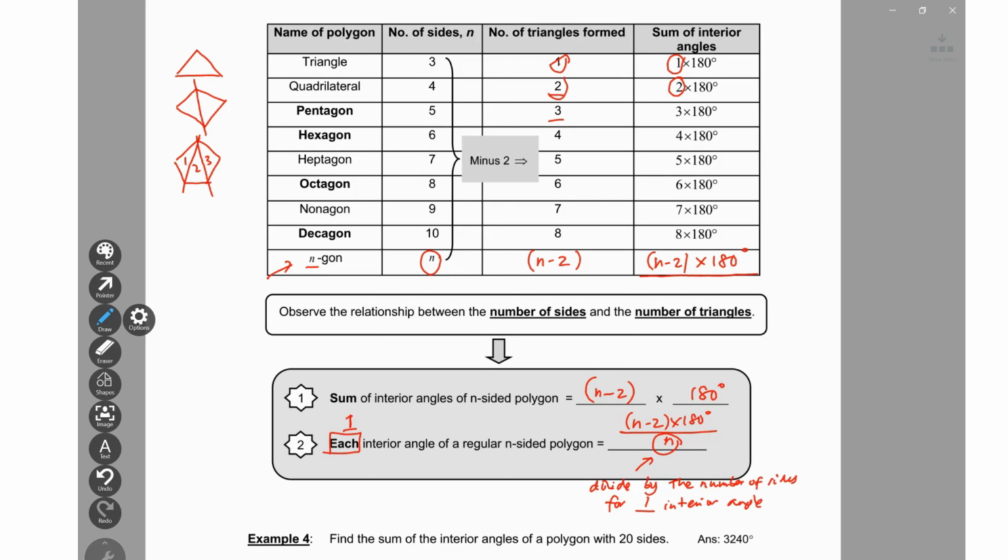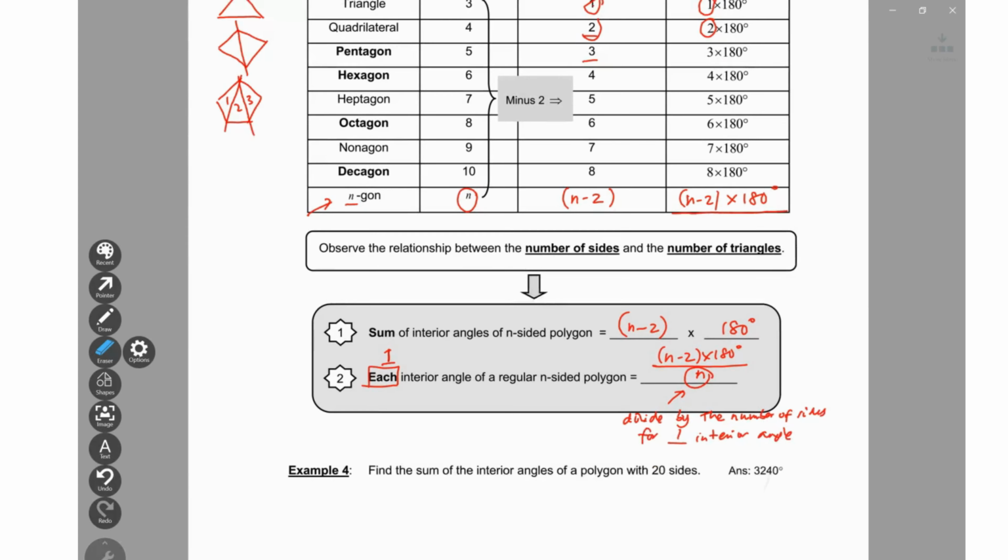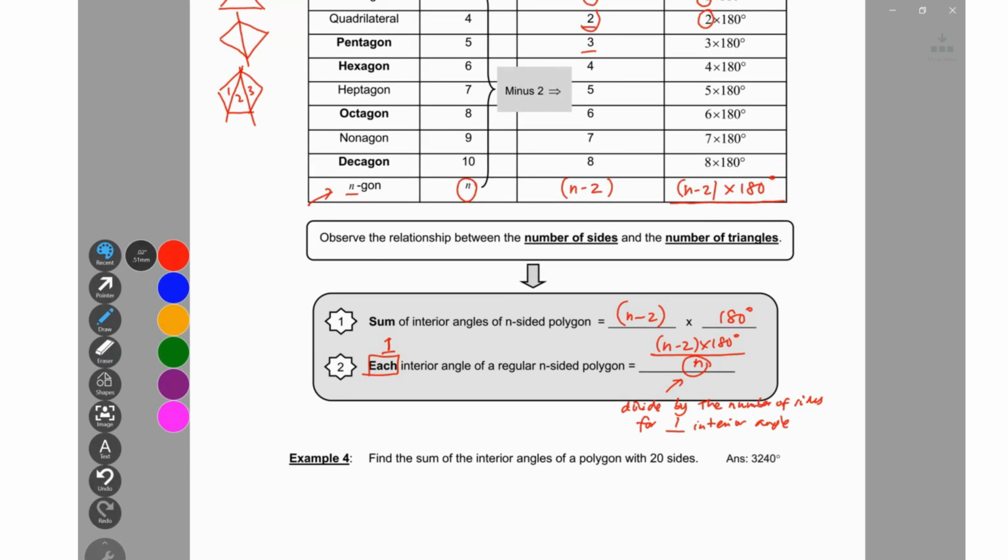I repeat again, these two are very important formulas. If you want to find the sum of interior angles of an n-sided polygon, you take n minus 2 times 180. If you need to find 1 interior angle, divide by n, which is the number of sides of the polygon. Let's look at some examples.